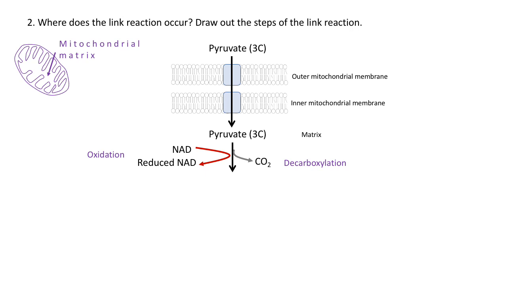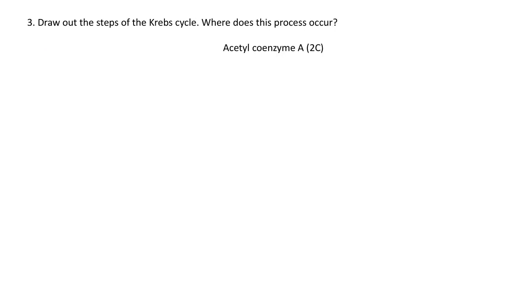Pyruvate is then oxidized, and that produces okay, so that's the link reaction. Let's move on to the Krebs cycle. So we start with acetyl coenzyme A that was produced from the link reaction, and so let's go through the steps of the Krebs cycle.